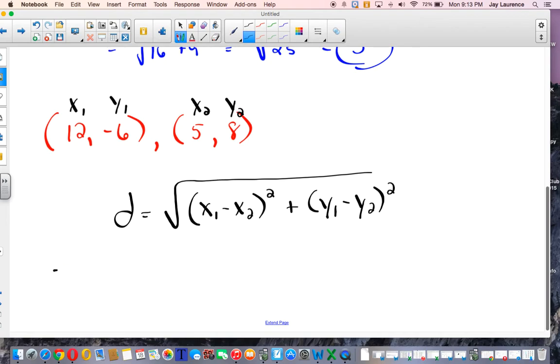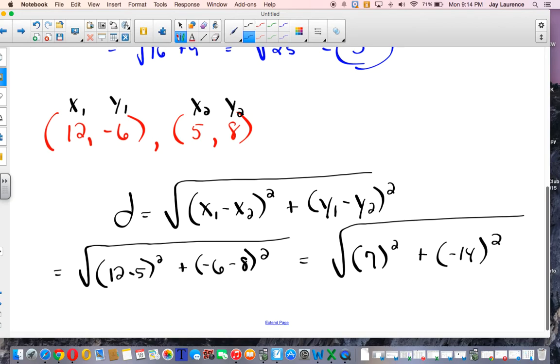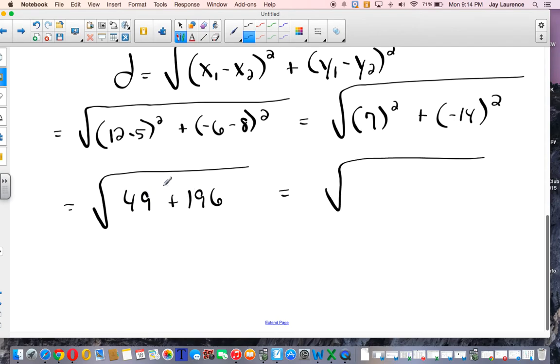And so I'm going to plug in my information, and I'm going to get the square root of 12 minus 5 squared plus negative 6 minus 8 squared. Got to follow my order of operations, so I'm going to do the subtraction and get 7 squared plus negative 14 squared, which is going to get me the square root of 49 plus 196, right? And that adds up to 245.